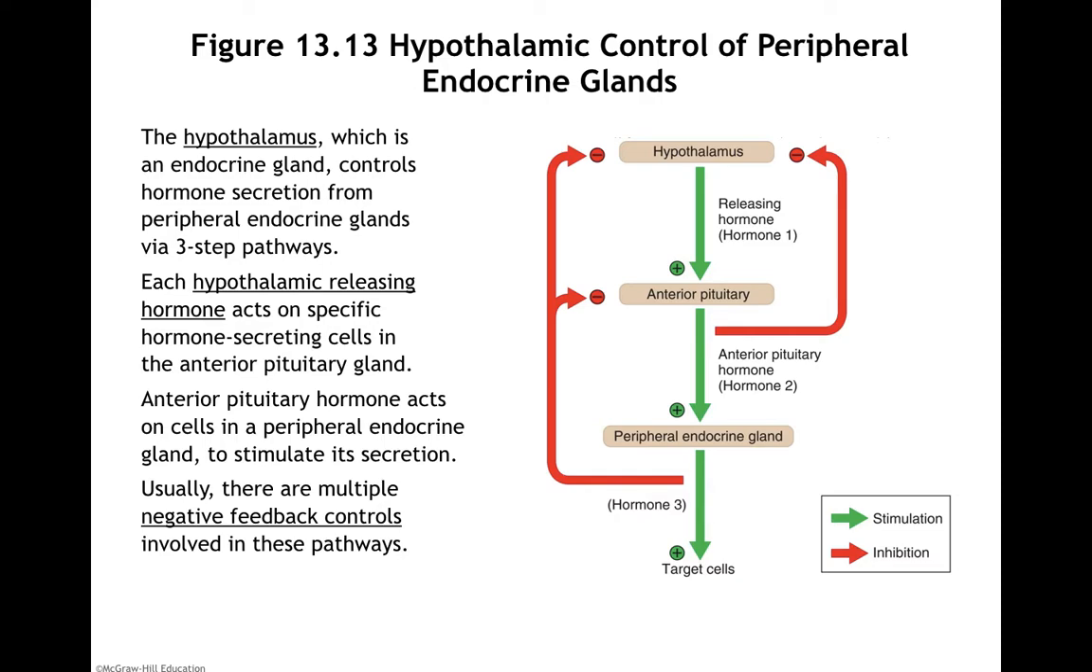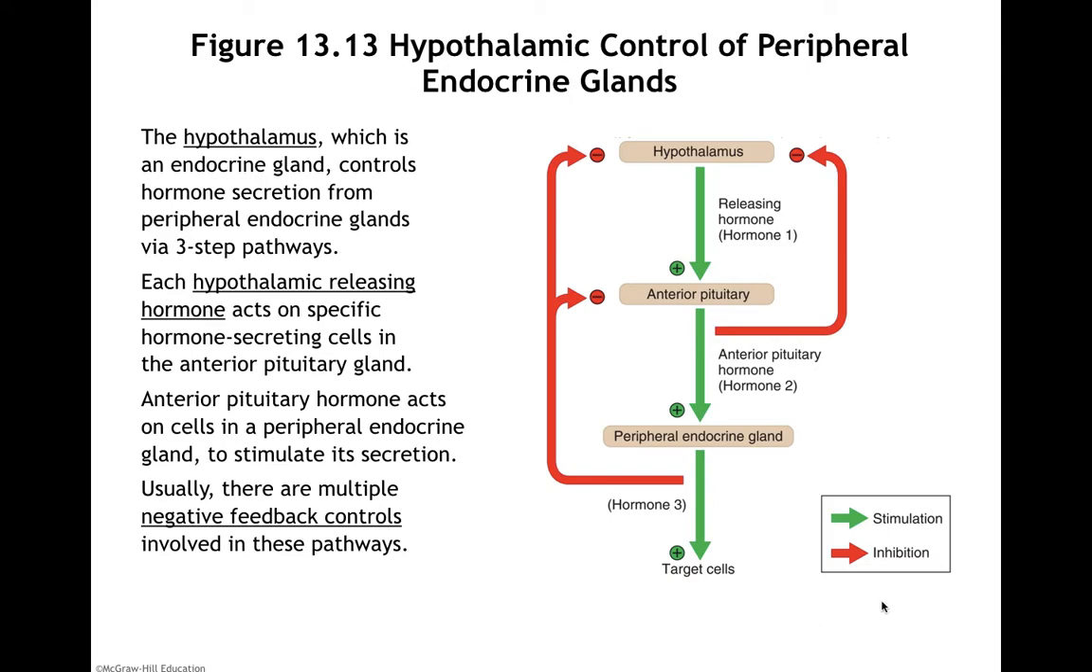So, hypothalamic control of peripheral endocrine glands. The hypothalamus, which is an endocrine gland, controls hormone secretions from peripheral endocrine glands in a three-step pathway. Each one of the hypothalamic releasing hormones acts on a specific hormone-secreting cell in the anterior pituitary gland. The anterior pituitary hormone acts on cells in a peripheral endocrine gland to stimulate its secretion, and usually there are multiple negative feedback controls involved in the pathways.